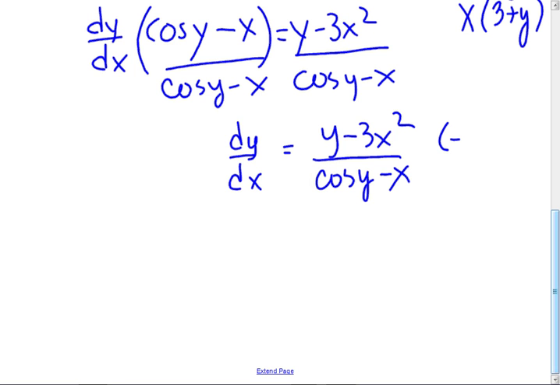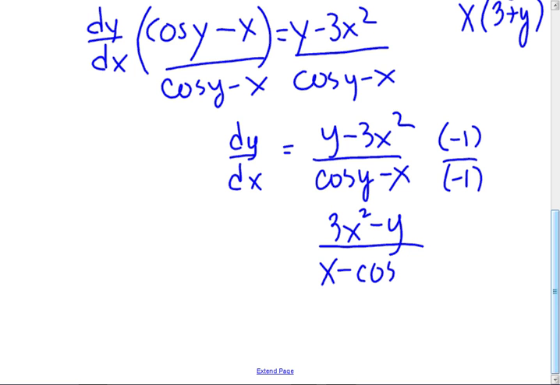But what if we multiply by -1 over -1? I know if it's right. So it's 3x squared minus y, and then this would be x minus the cosine of y. So both have to change, both numerator and denominator. Did you get it right? They're both right, because what's -1 divided by -1? 1.